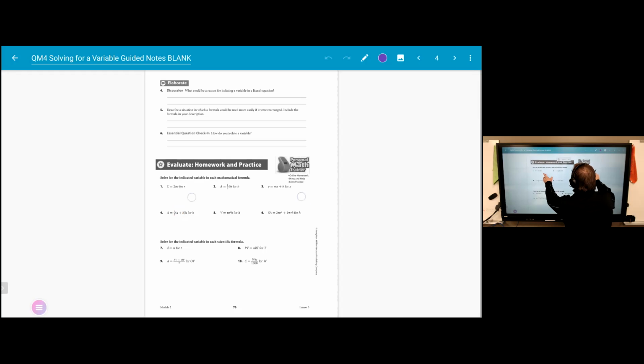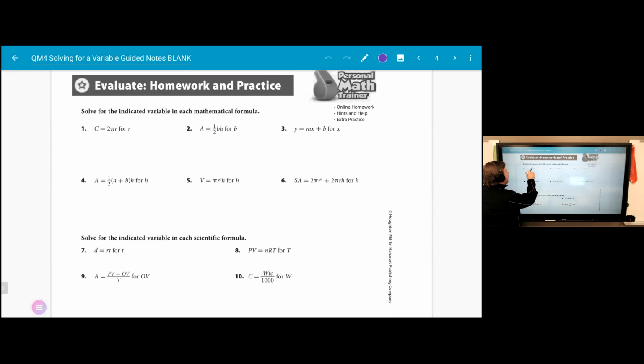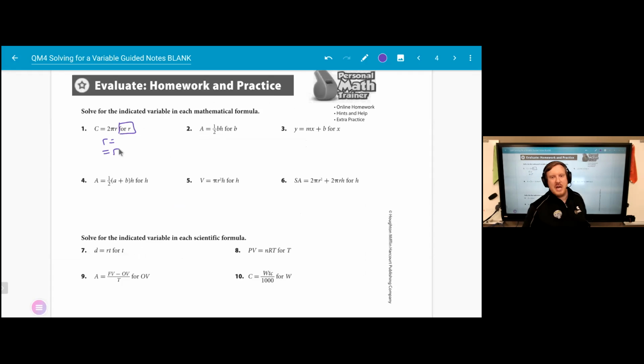Okay. I want to look at these. You're going to do 1 through 23 all, but I want to make sure you understand what you're looking for. Number 1 says c equals 2 pi r, or 2 times pi times r. You're solving for r, right? So solving for r means you need to get this into r equals or something equals r. That is your job. That's what the 'for x' or 'for b' or 'for h' means, you're solving for those variables. All right. There's your job.